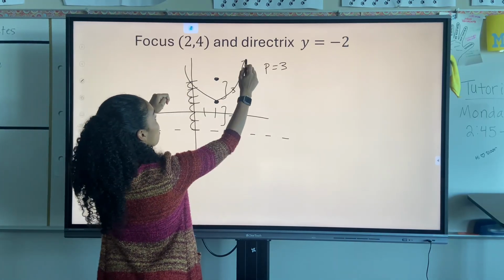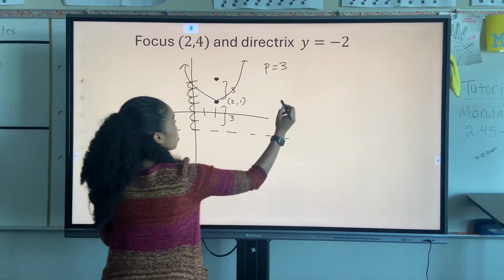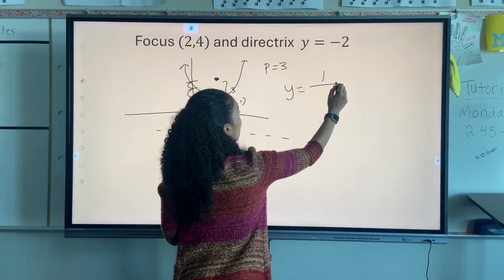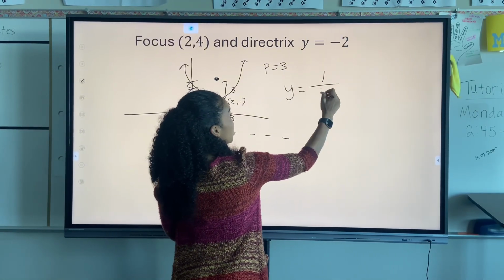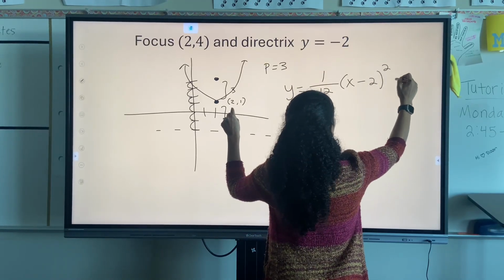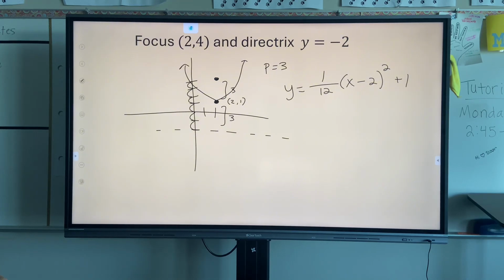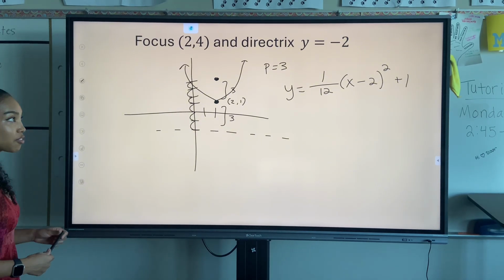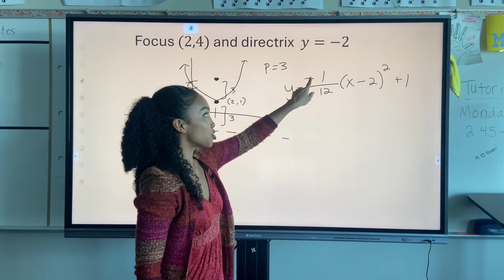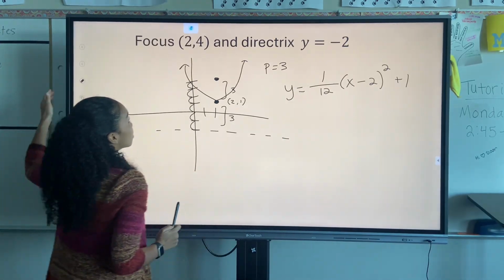It's facing up. Your vertex is at 2, 1. So your equation, y equals 1 over 4 times 3 is 12, x minus 2 squared plus 1. That is the answer. That's wrong. If they have a negative, that's wrong, guys. There should not be a negative right here. It's facing up, not down. Next one.